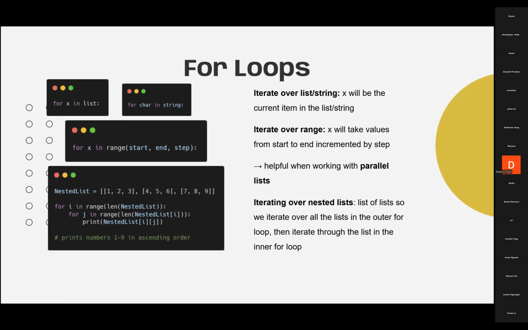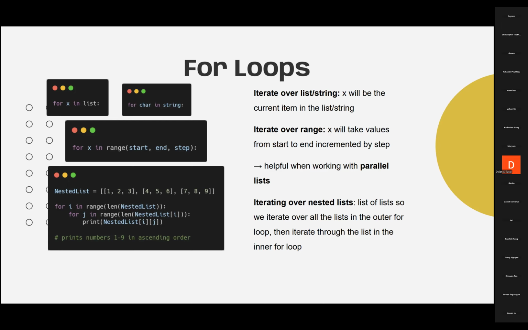Okay, and then it's for loops. A for loop is for iteration. It will iterate over a list or a string or even a dictionary. And x will be the current item in the list or string. The easiest way to do the for loop in Python is just to iterate over the list. For a list, it will just get the first element, second element, third element. And for a string, it will get the first character, second character, and third character.